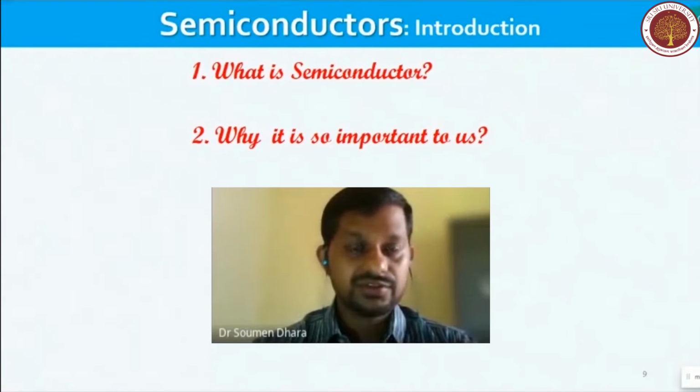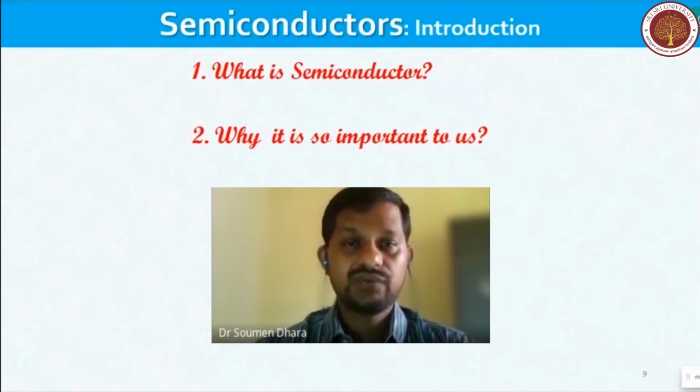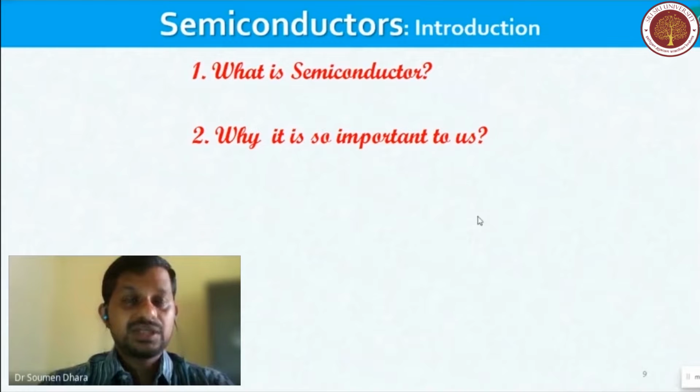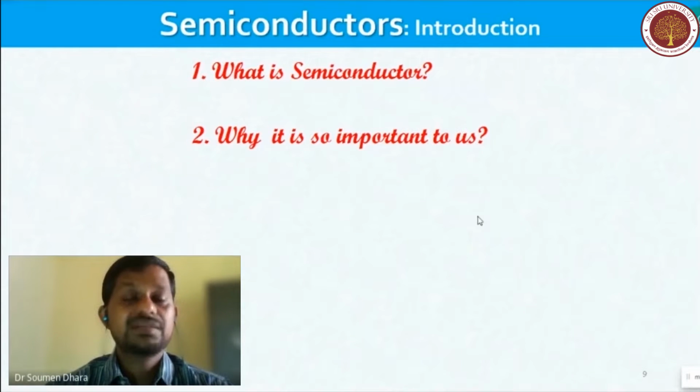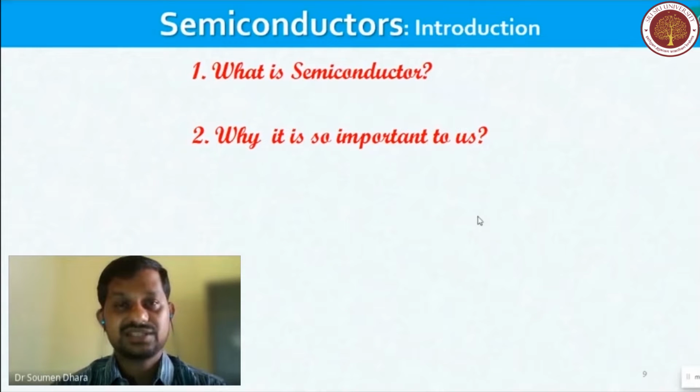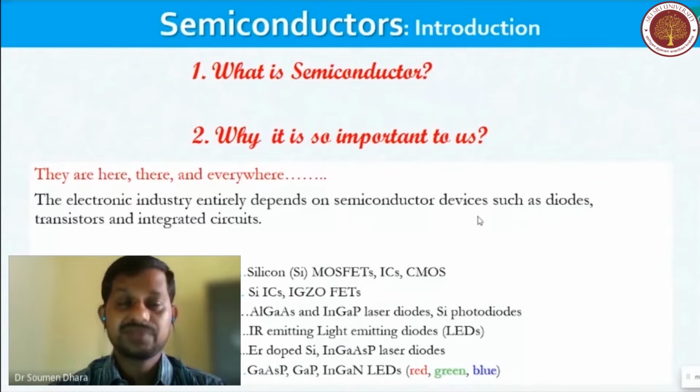In today's class, I'm going to introduce these two questions: what is a semiconductor, and why is this material so important to us. So we talk about the semiconductors or the semiconducting materials. Basically, these are present everywhere, because nowadays we are living in the age of gadgets, and all the gadgets are made with lots of electronic devices, and each of the electronic devices is made with a specially designed or specially prepared kind of semiconductor material.